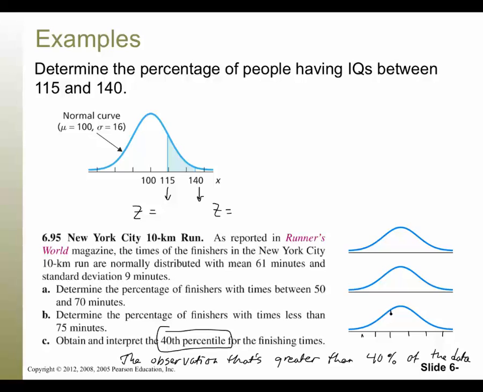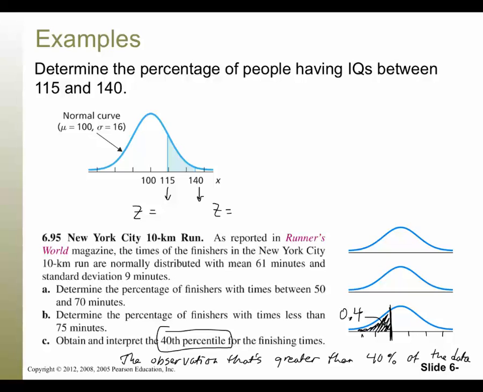Left or right? It'd be something around here. If 40% of the data is to the left of that, how does that relate to area in our z-chart? What would we look for in the z-chart? If it's greater than 40% of the data, then we want an area of 0.4 to the left. That's exactly what that means. So we're going to look for this area to be 0.4. That's what the 40th percentile means.